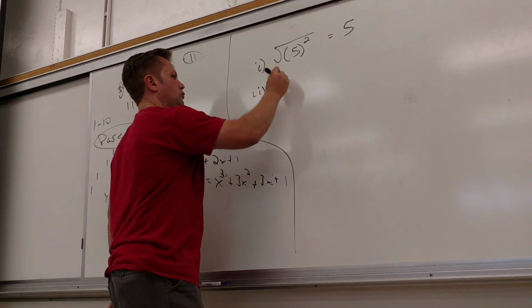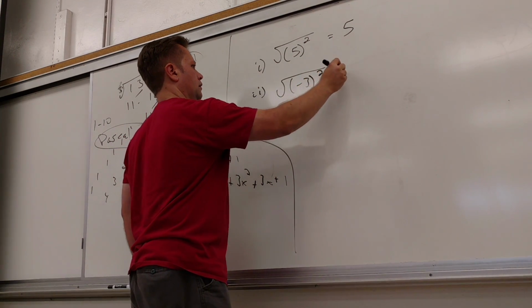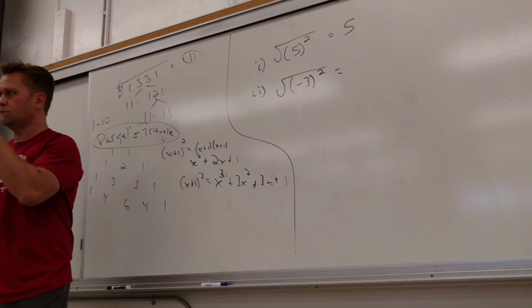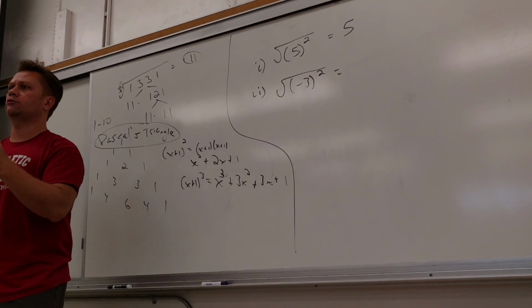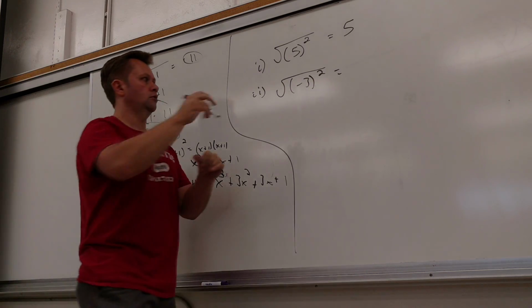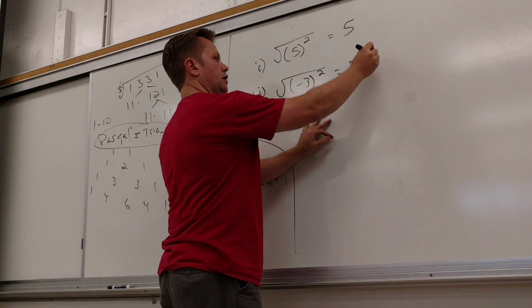Now, what's the square root of negative 3 squared? 3. Because what's negative 3 squared? 9.